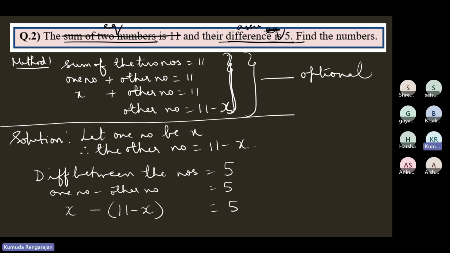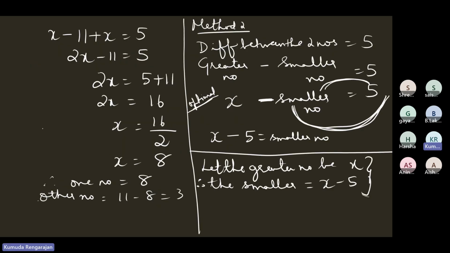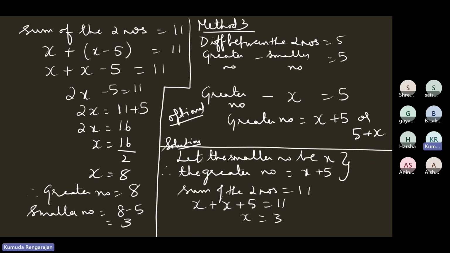So like this, we can do this in 3 different ways. Method 1, method 2, method 3. Of course, method 3 I have not completed. X is 3, so that means the smaller number is 3 and the greater number is 3 plus 5, which is 8.